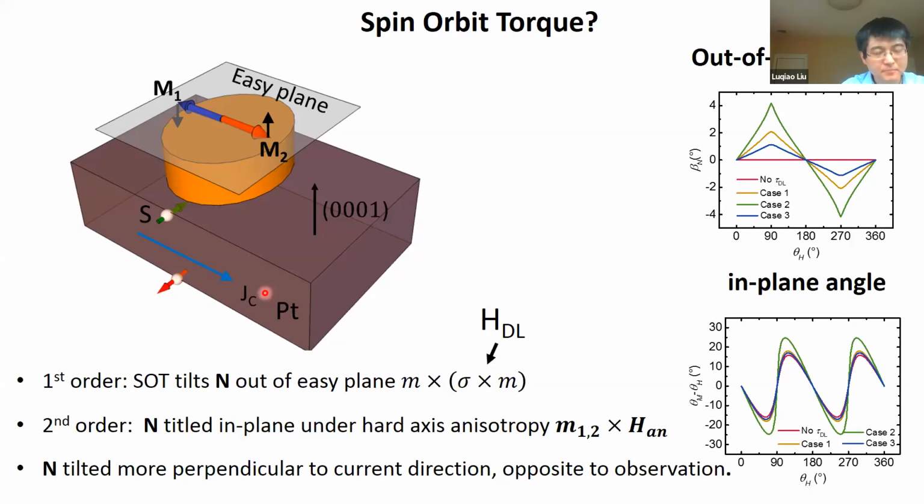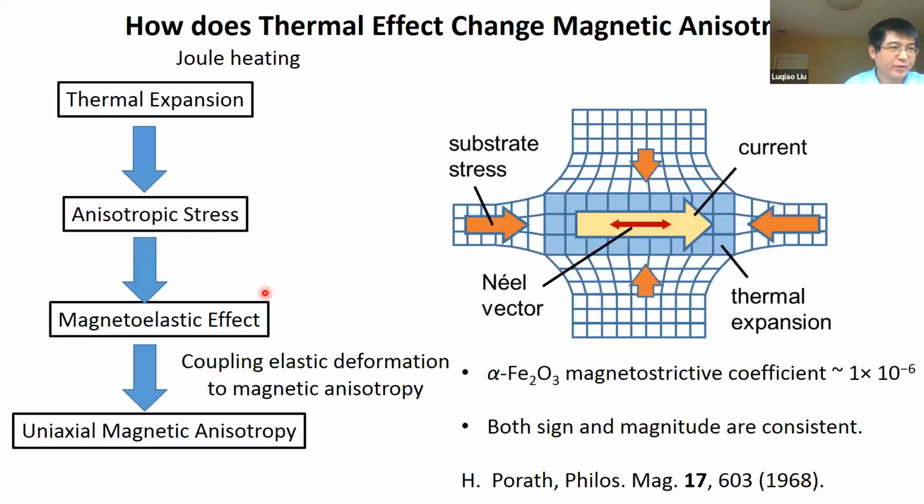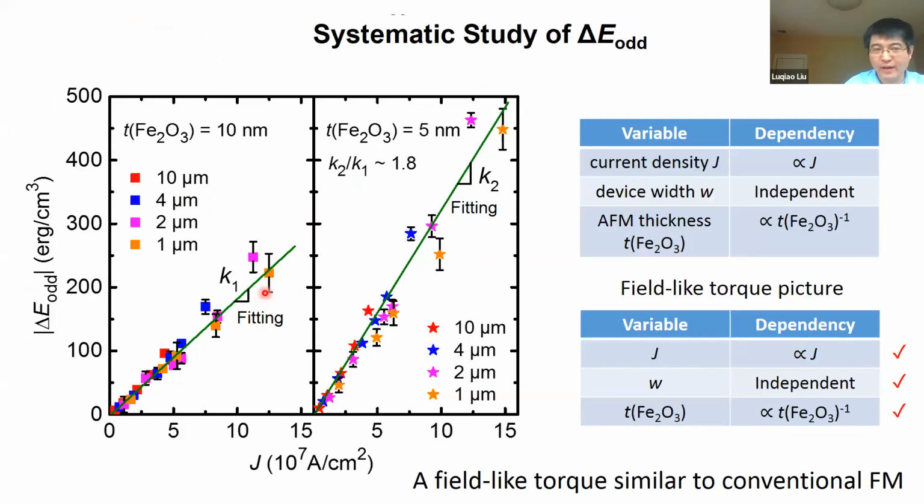Yeah. Another question is for the field-like torque that you finally determined. Yes. You try to convert the size of the torque to an effective magnetic field. Yeah, so I think we have the number in the paper. Although I don't have the number in my head, I think it's comparable to a regular ferromagnet. Okay, all right, thank you.